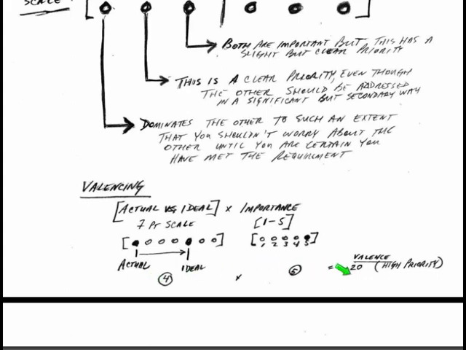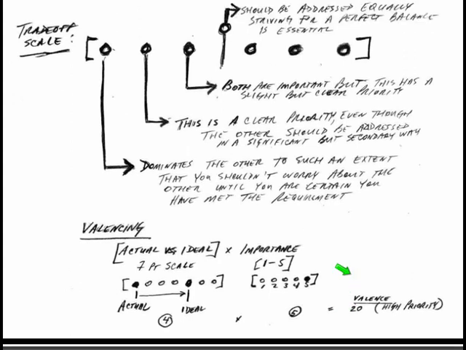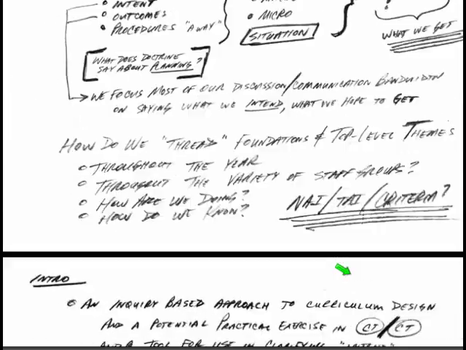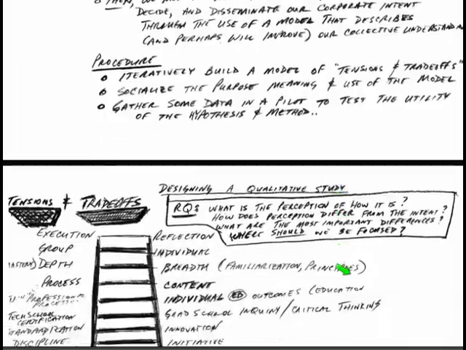Now what we would do is come up with a valence value, where we take the difference between the actual and the ideal, 4, and multiply it by their perceived importance of 5, and it would come up with a relative valence score of 20. And you can see that, on the scales that we provided, that is probably one of the most important disconnects between the way the world is perceived and the way they think it ought to be. Is that clear?